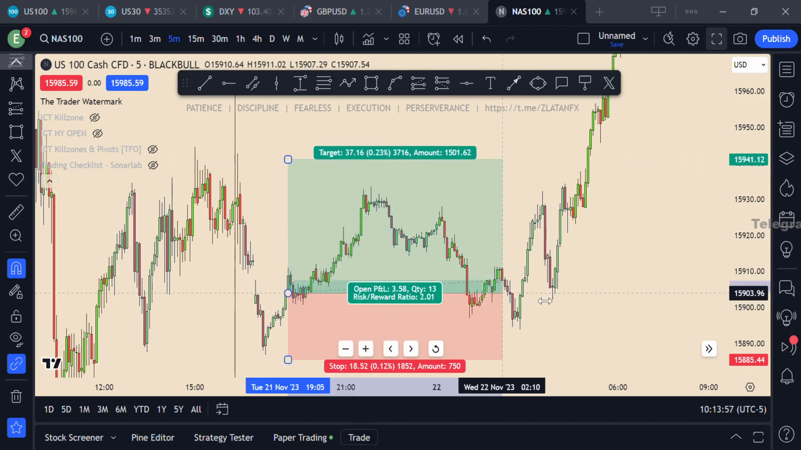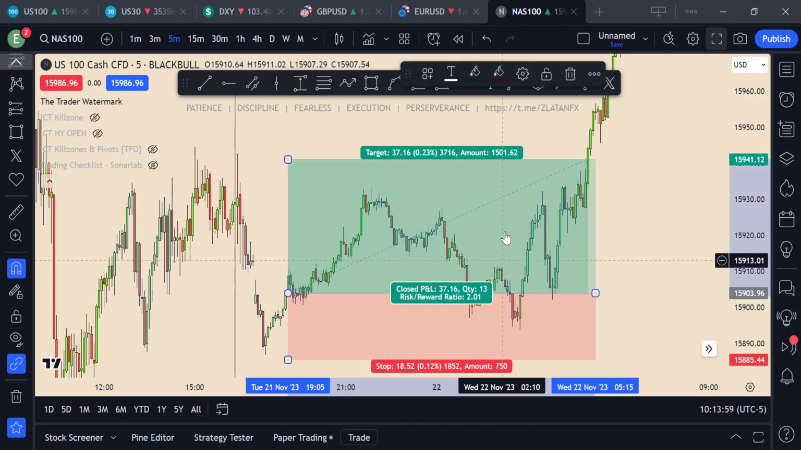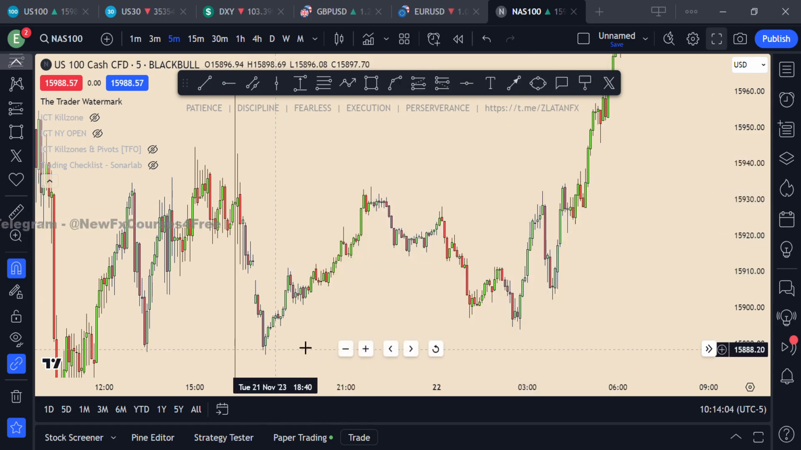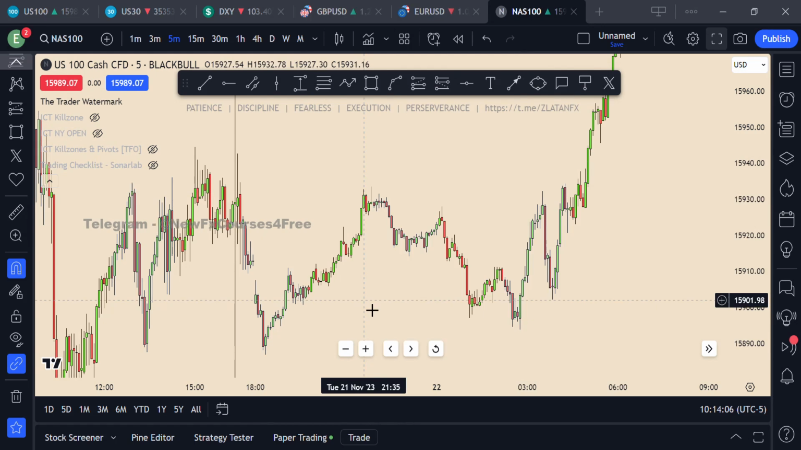Might have given you some headache before it hits the target. Now you might as well also target another higher time frame PDRA. So when you're using this model, you want to be targeting low hanging fruits. You don't want to get caught up.